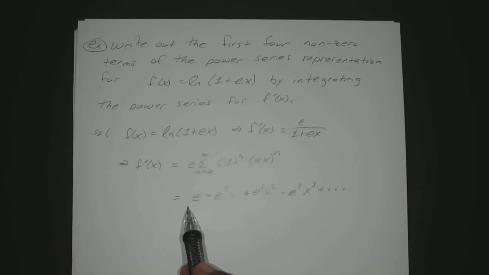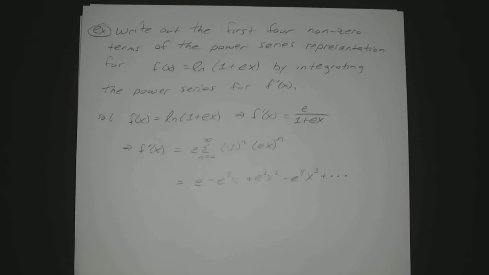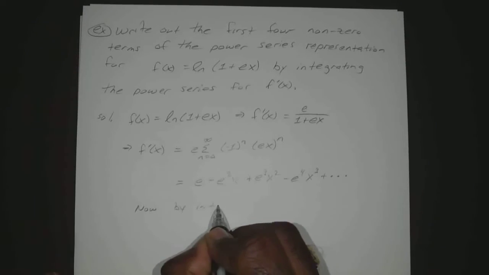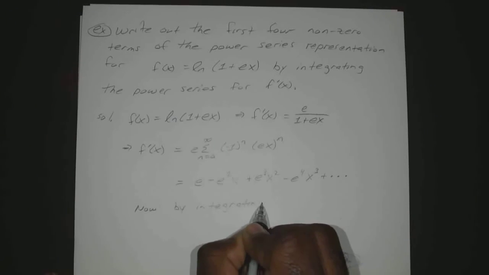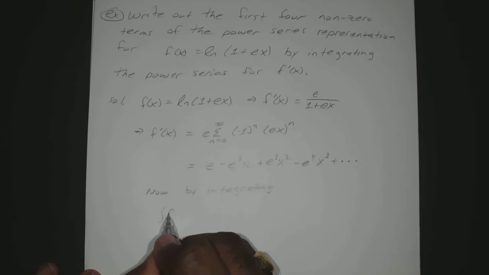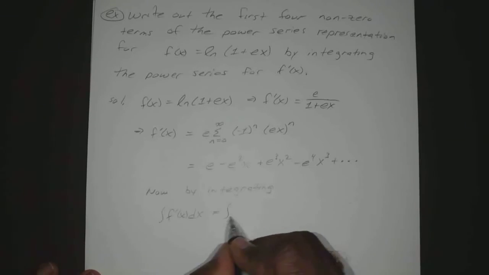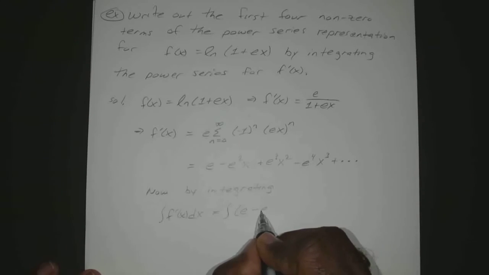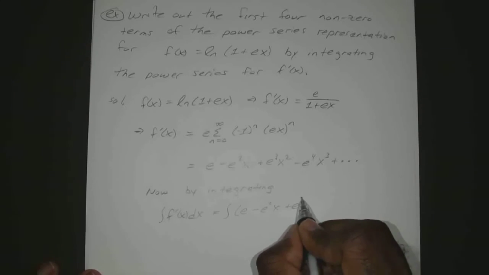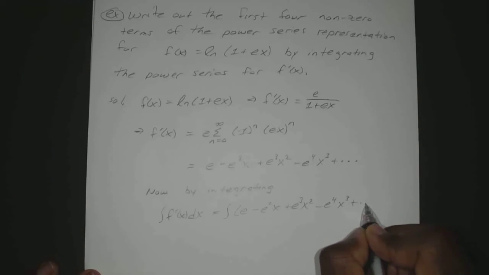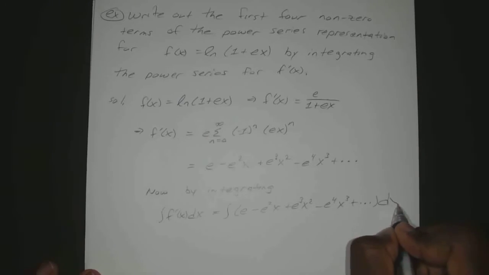Okay. So now we're going to integrate all those terms because they wanted you to get the derivative and then integrate it. You have the integral of f prime of x with respect to x is equal to the integral of e minus e squared x plus e to the third x squared minus e to the fourth x to the third plus so forth, so on, and so on with respect to x.